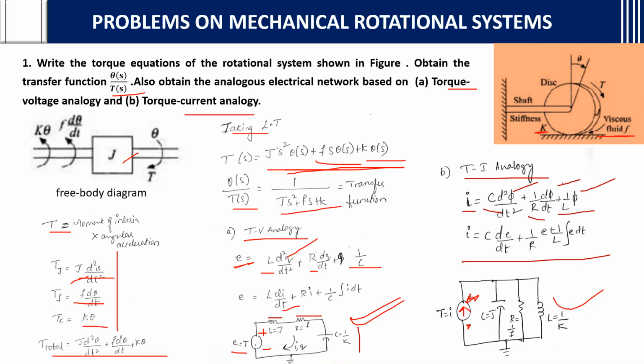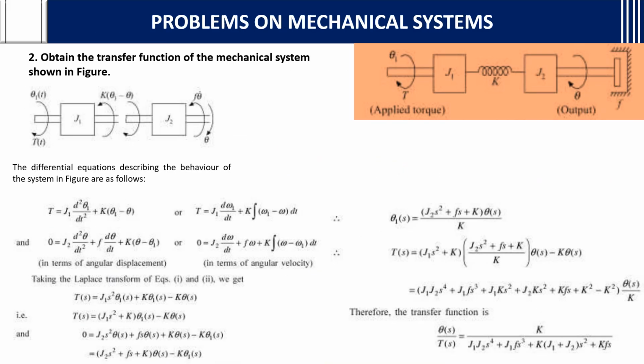Again for the torque current analogy we will write the electrical current circuit. T is equal to I, we will take a current source, with the resistance in parallel. So C will be J, R will be 1 by F, L is equal to 1 by K. Simple. Like this, how we do the translation system, in the same way we will do the rotational systems also.